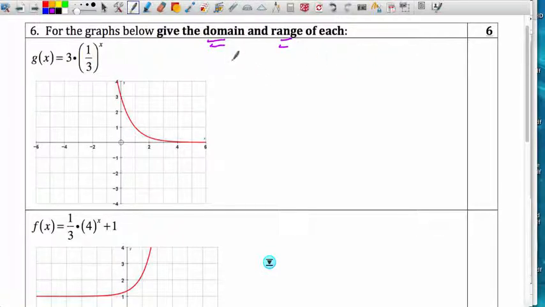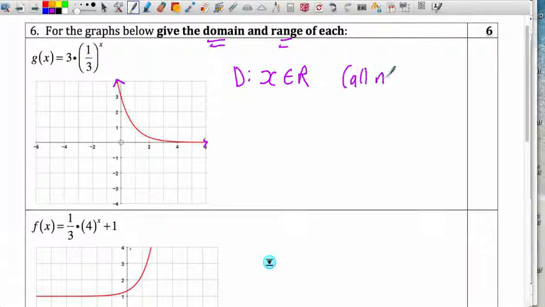Remember, the domain is the set of all x values which apply to this graph. This is an exponential function in the form a times b, which is the base, to the power of x. Those are going to continue forever in both directions. The domain of exponential functions is x is an element of real, or another way you could write that is x is all numbers.